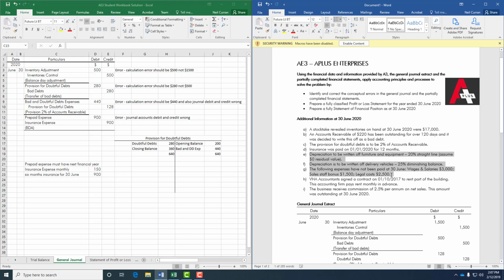We've got some accrued expenses here, and also we've got some prepaid expenses here as well, and also an accrued revenue. So we're going to do those now. So we're going to do depreciation first.